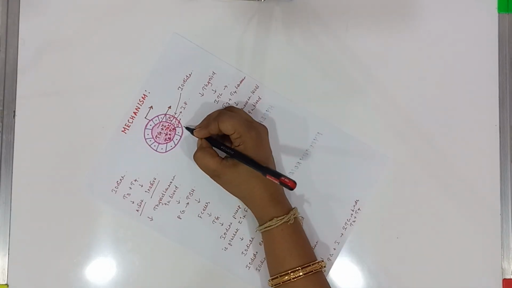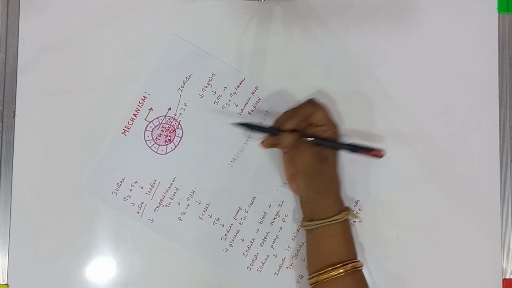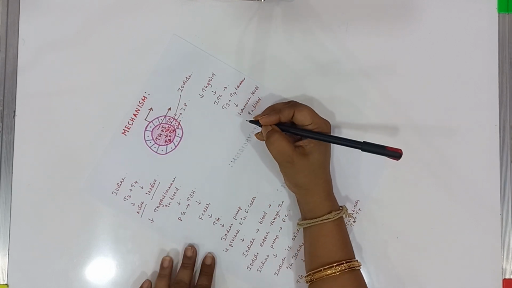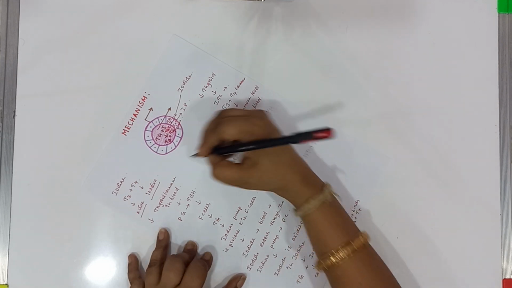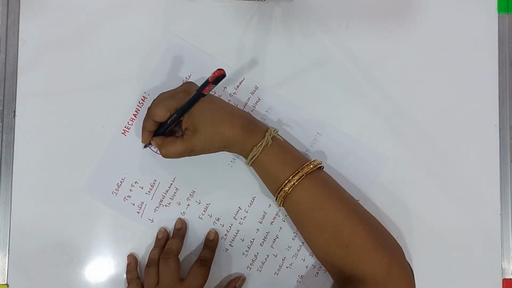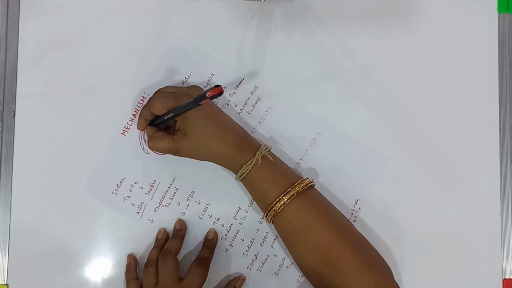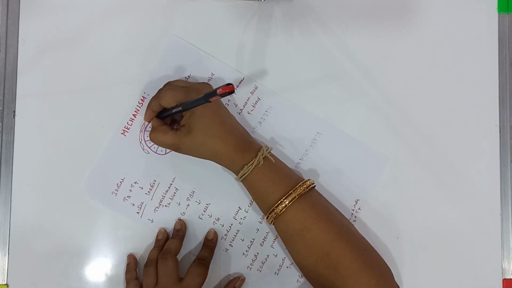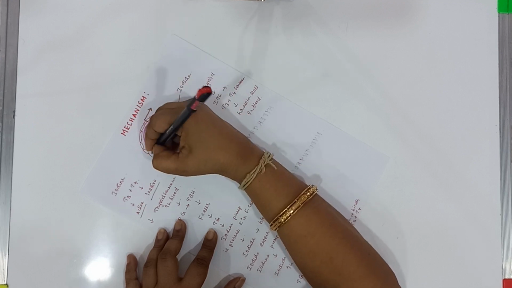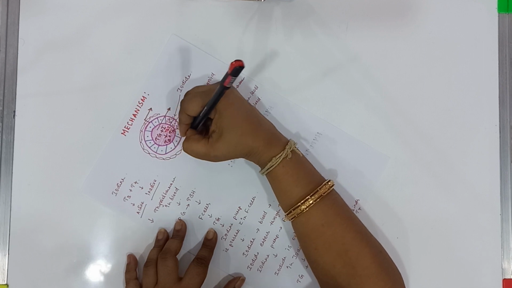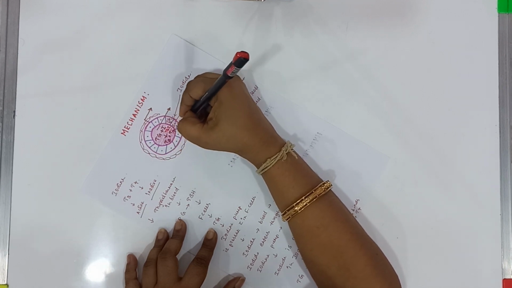So how do the T3 and T4 hormones get released? If you see, the thyroid gland is entirely surrounded by the capillaries. The entire thyroid follicle is surrounded by the capillaries.